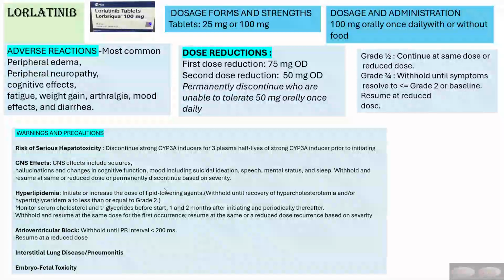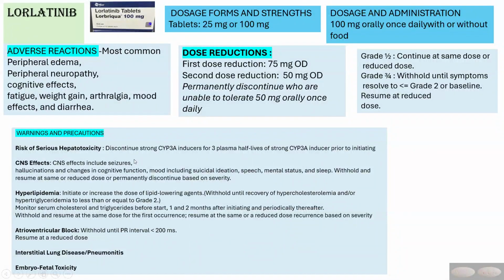So these things happen with lorlatinib. The first thing when the patient comes on follow-up is we generally ask for any mood disturbances, any anger issues, any weight gain. So these are the things that we look for. And generally the dose that we start with is 100 mg OD with or without food.